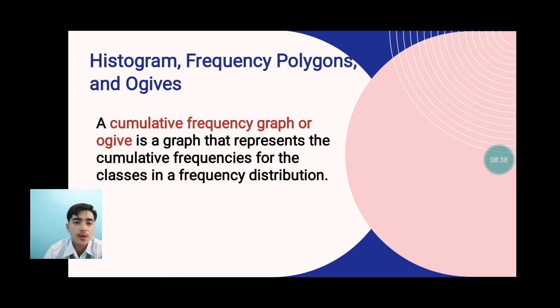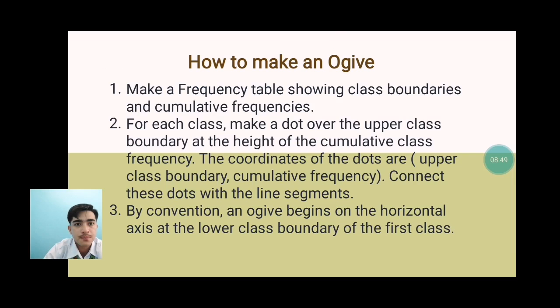The cumulative frequency graph, or ogive, is a graph that represents the cumulative frequency for the classes in a frequency distribution. So how to make an ogive? Make a frequency table showing the class boundaries and cumulative frequencies. What are class boundaries and what are cumulative frequencies? We will find out later.